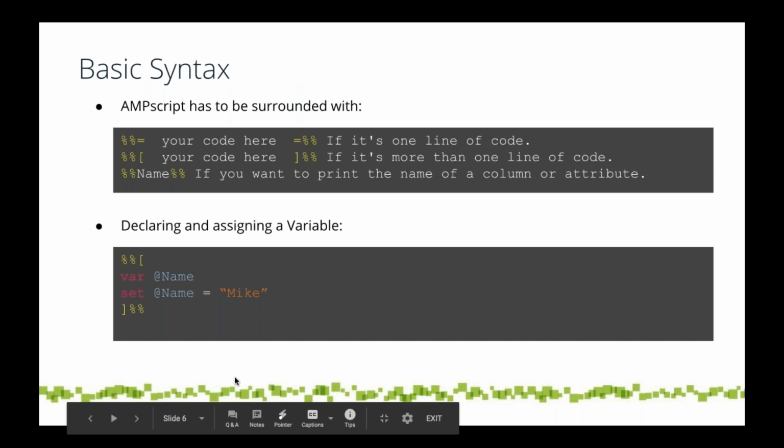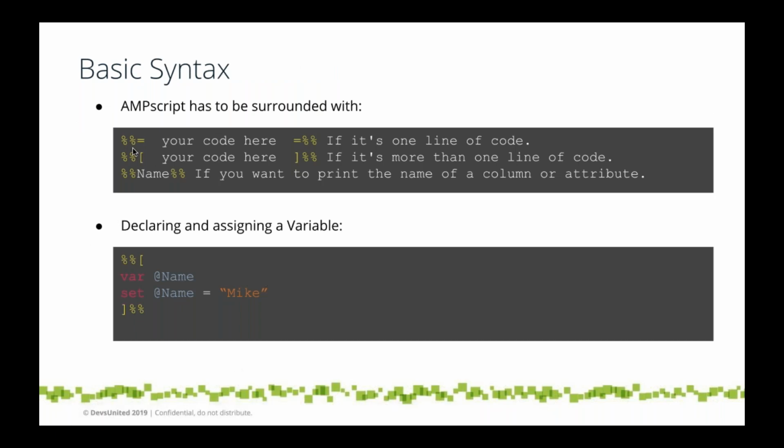Basic syntax, we talked about this in session 1. If you have one line of code and that line of code is basically calling a function, such as printing a variable or formatting a date, you use %% and an equal sign. If you have more than one line of code, for example, declaring a variable and setting the value, use square brackets. And use just %% and the name if you are printing a subscriber attribute, or a column in the data extension that you are using to send. If you do %% and the name of a column, it will just print that, okay?